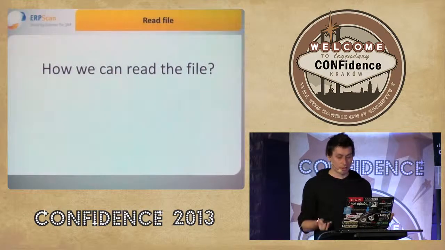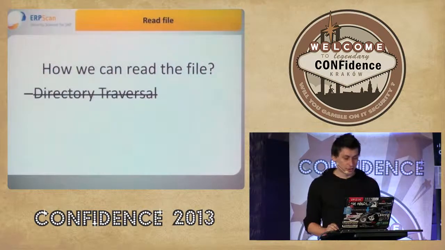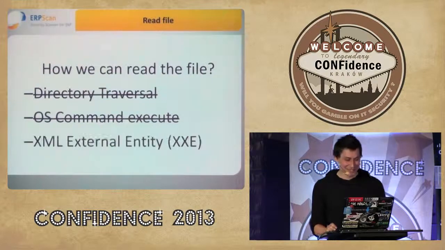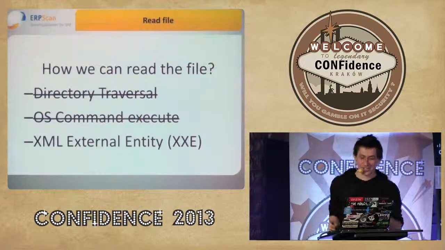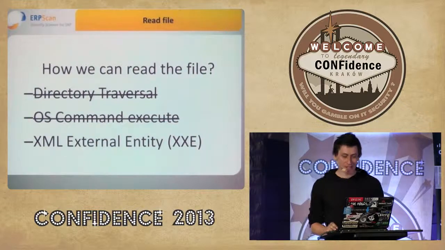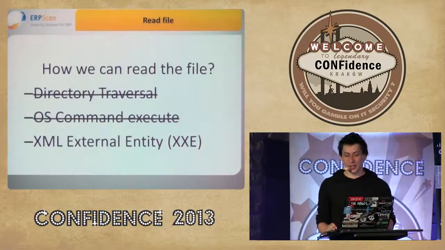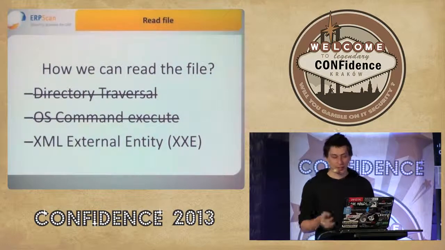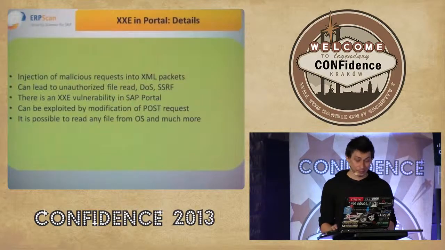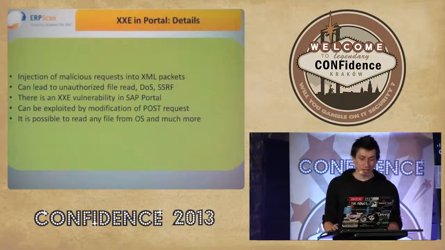How can we read the file? Directory traversal, boring. Command execution, boring. Okay, the popular one in the last years, XML external entity. This attack is executed by injection into an XML document of a request to paste an arbitrary document from the server. Let's look for XXE. As I said, it's injection of a malicious request into an XML packet.